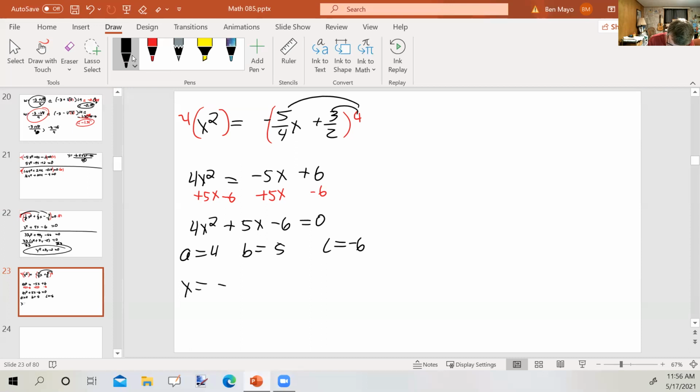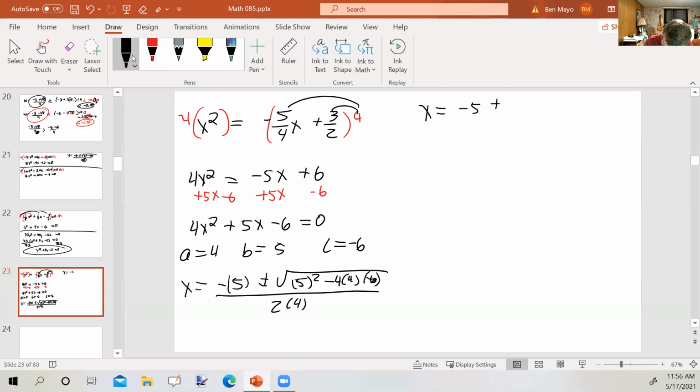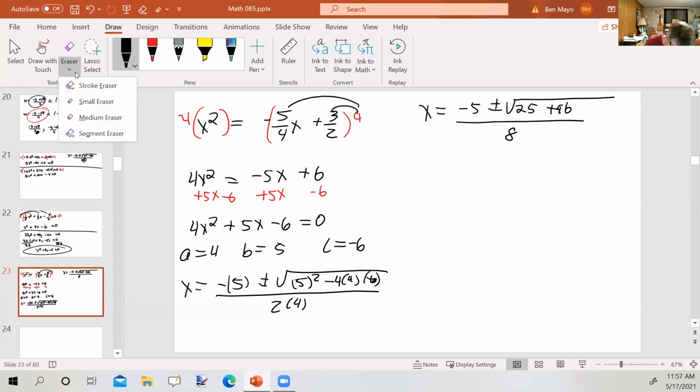So x equals negative b plus or minus the square root of b squared minus 4ac all over 2a. X equals negative 5 plus or minus the square root of 25 minus 4 times 4 is minus 16 times minus 6 is plus 96, all over 8.